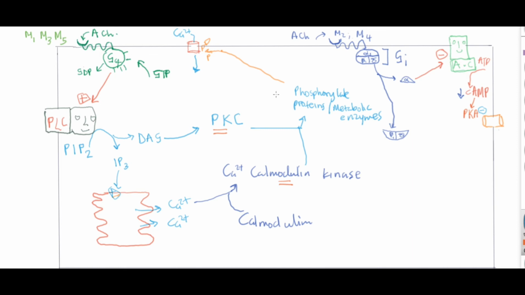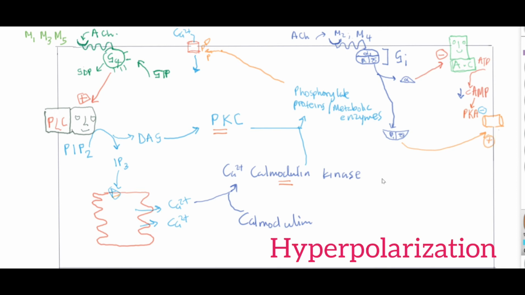What about this beta and delta? This is what happens to them. On this cell we have potassium channels. So potassium channels will be activated by this subunit. If they are activated, you should know that potassium usually goes out of the cell.